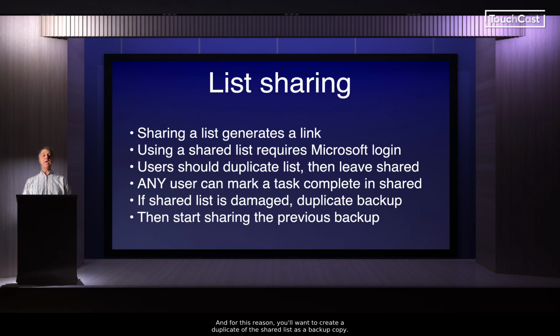And for this reason, you'll want to create a duplicate of the shared list as a backup copy. So share the original list, you have the duplicate as an archival copy. In case the shared list gets damaged, you can make a new duplicate from the safe copy, share that, and you'll still have a duplicate of the task list in case it gets damaged again.